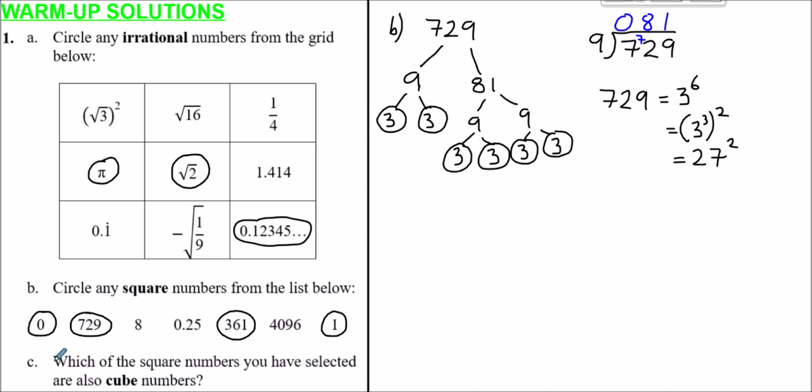I know we're not doing part C yet, but when it asks in part C which of the square numbers are also cube numbers, well, if we think of 729, which is 3 to the power 6, we could also see this as being 3 squared cubed rather than 3 cubed squared. So 729 is actually 9 cubed. So if we were to cube root 729, we would get 9. So 729 is also a cube number.